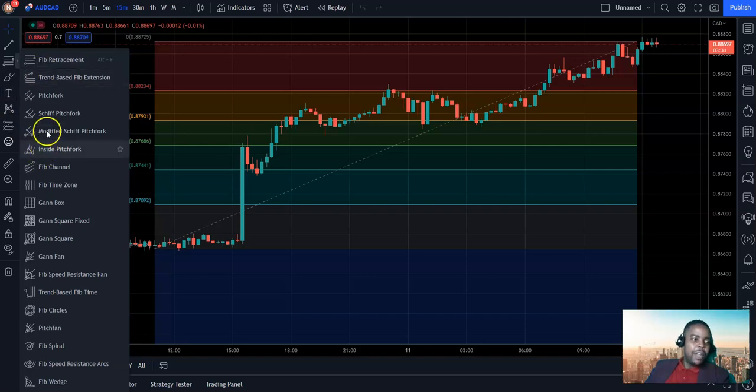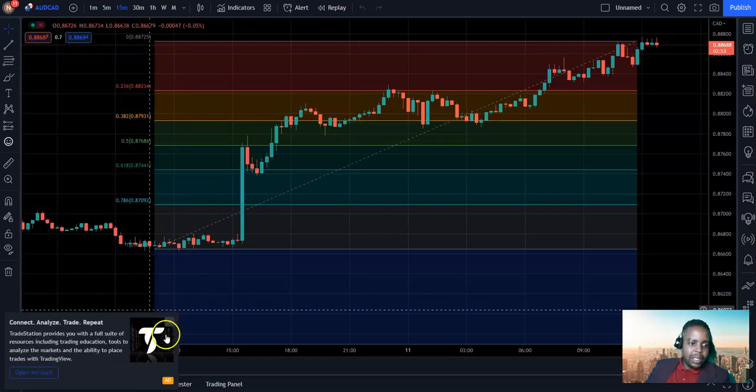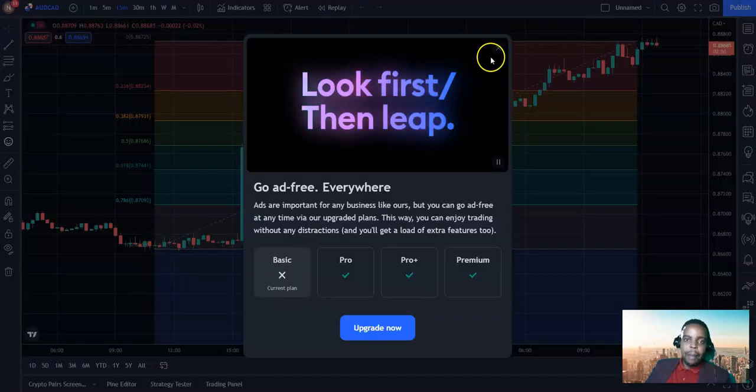There are a variety of Fibonacci tools: there's Fib time zone, there's Gann, there's trend-based Fib time, there is pitchfan, Fib speed resistance, and arcs. There's a whole lot of them, but be sure to take Fibonacci retracement. It might not be the first one on your TradingView, but be sure that you take this one, for the sake of doing things from the beginning and understanding how the tool works. When you plot it, it will have numbers on it.